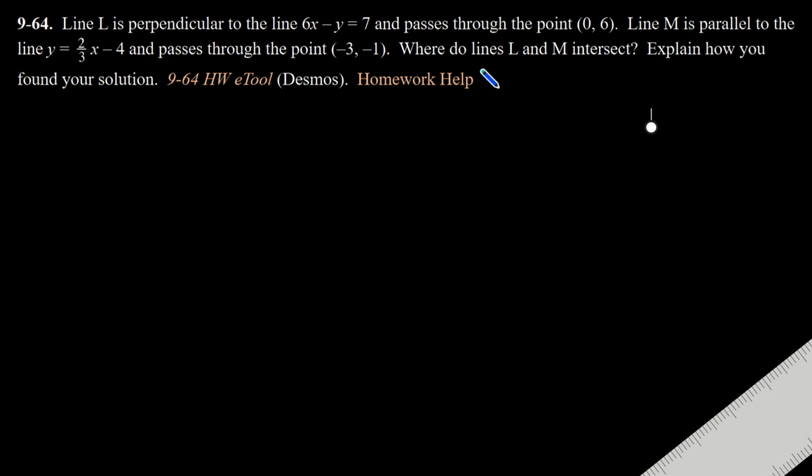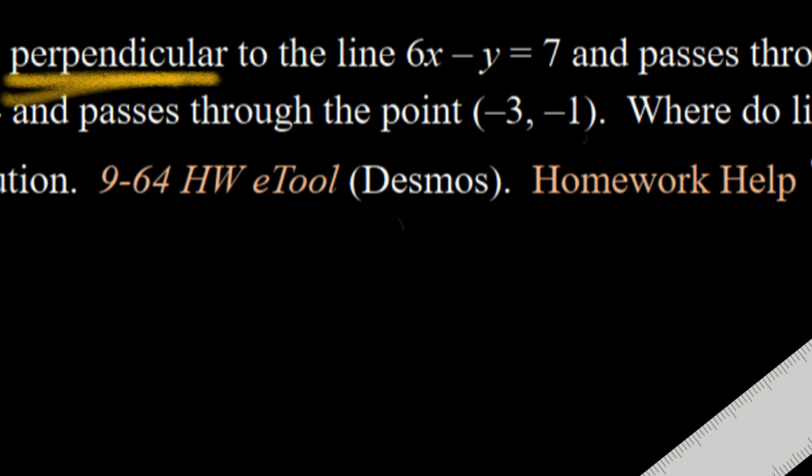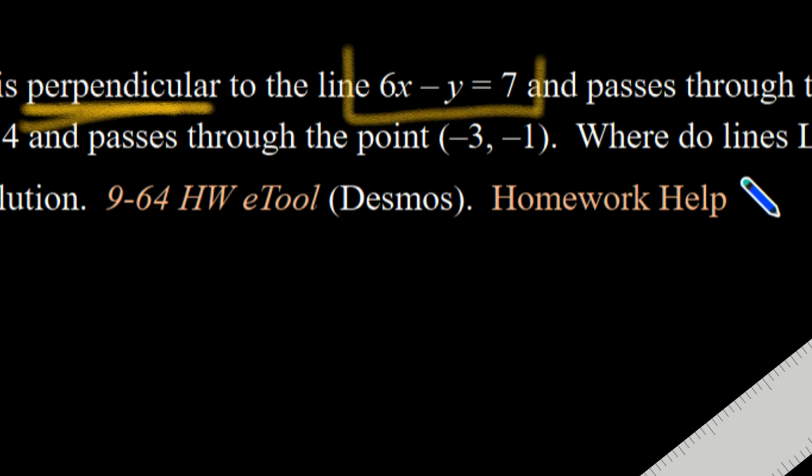So first of all, I need to figure out what line L and line M really are. So line L is perpendicular, right? Perpendicular to this line. So I need to figure out the slope of that line.